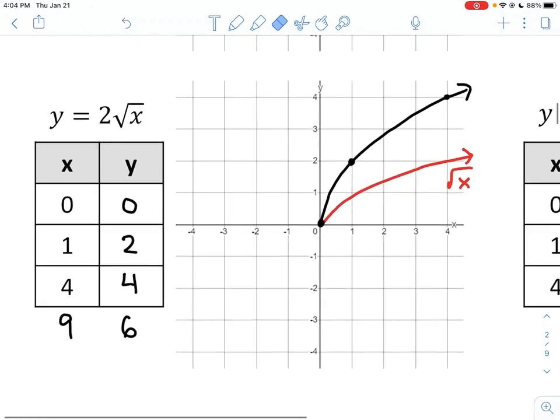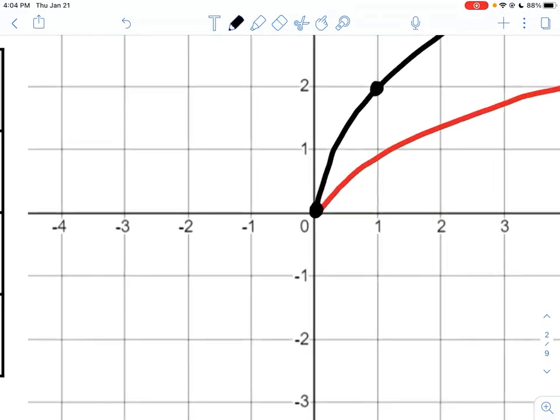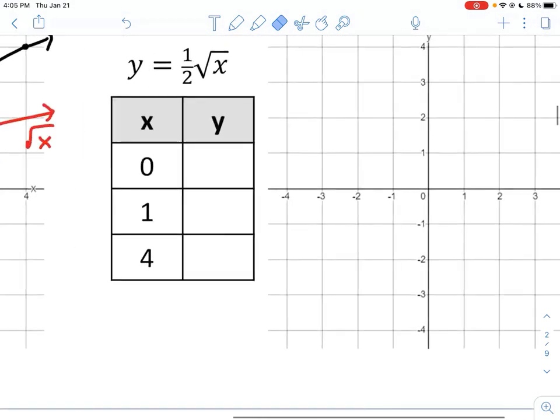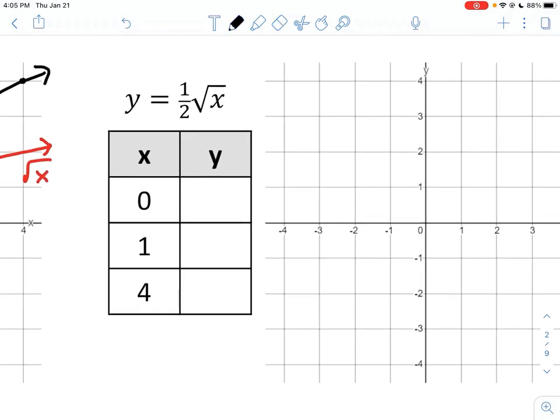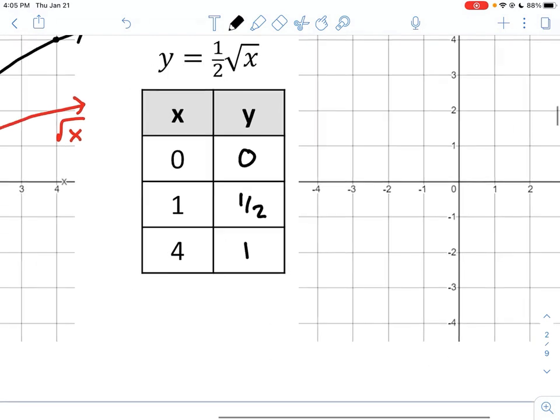Notice 0, 0 didn't move though. Any point that's on the x-axis already, like the origin, if you double that height, it doesn't go anywhere. Double 0 stays 0. Similarly, if I multiply the function by a half, square root of 0 is 0 times a half is 0. Square root of 1 is 1 times a half is a half. Square root of 4 is 2 times a half is 1. If I were to go up to 9 and do the square root of that, get 3, and cut that in half, I'd get 3 halves.